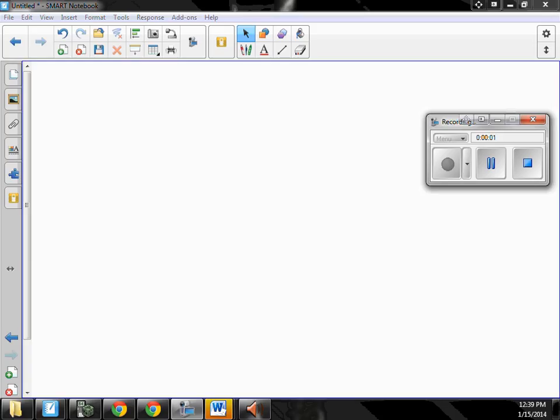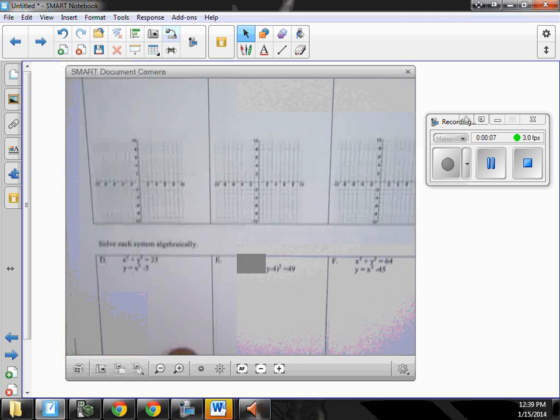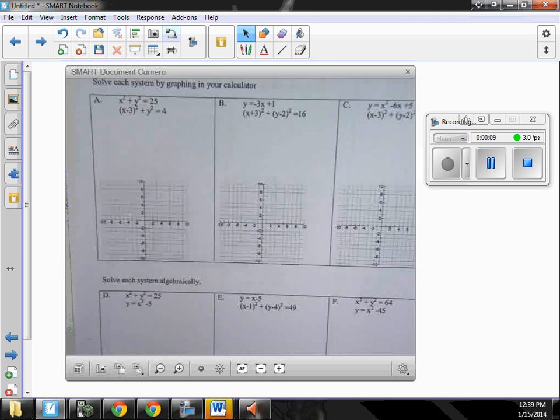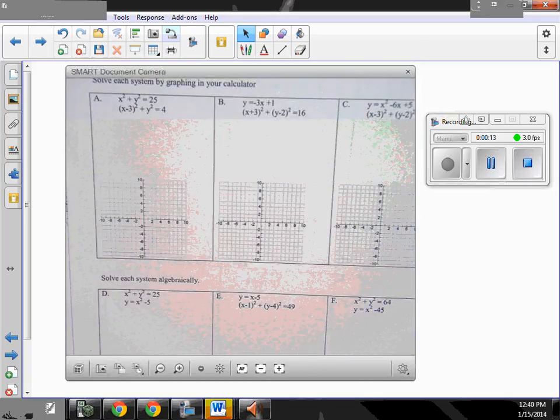So, looking at this Systems with Circle worksheet, the first three are graphing problems. In order to graph these, you have to have y equals.